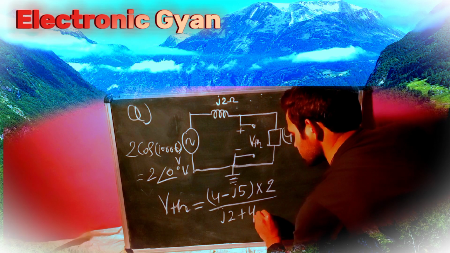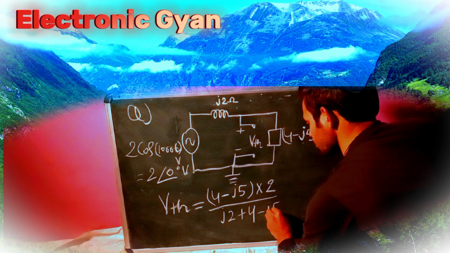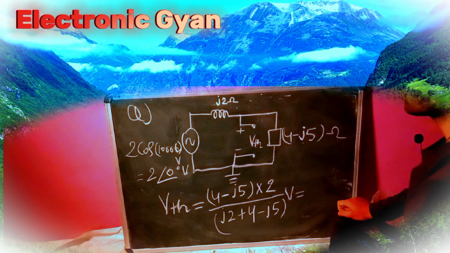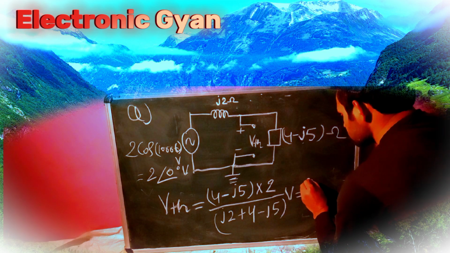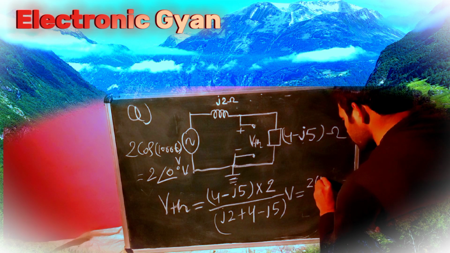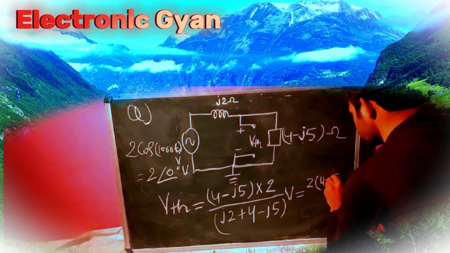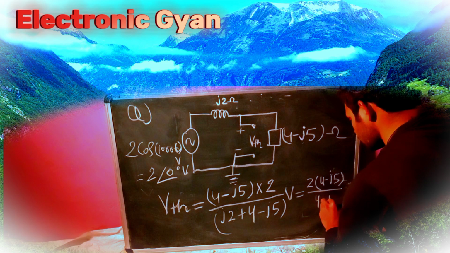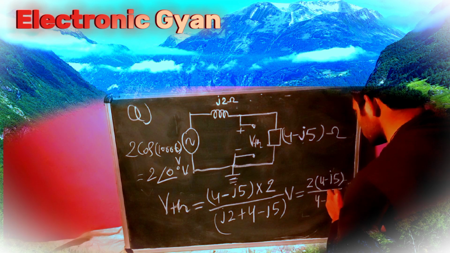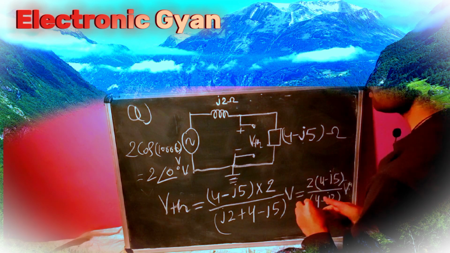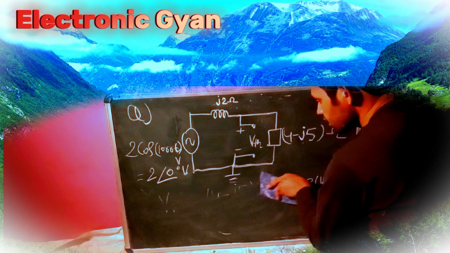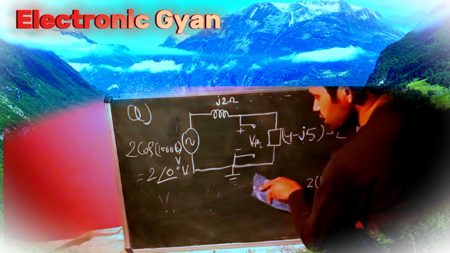So total impedance is how much? j2 plus 4 minus j5. When we solve this, what will we get here? This is nothing but 2 into 4 minus j5 divided by 4 minus j3 volt. Now I have to convert this into a single term, because both numerator and denominator are complex.